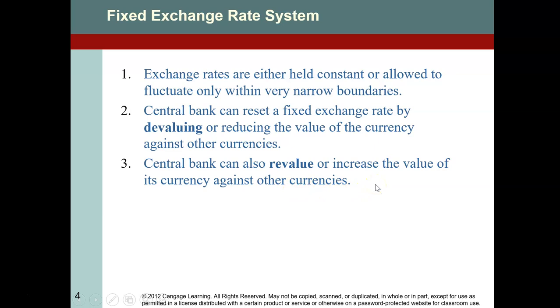Okay, so in a fixed exchange rate system, I guess the key words here are that the exchange rates are constant or they can only fluctuate in very narrow boundaries. Okay, and for central banks, it can either reduce or increase the value of the currency. Okay, this is fixed exchange rate system, very much managed.